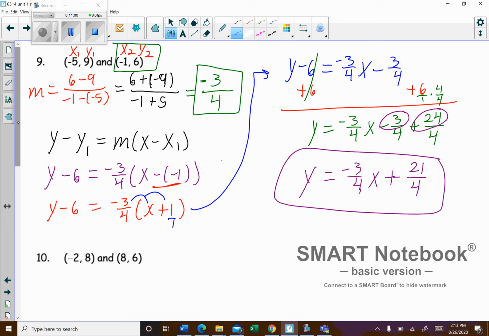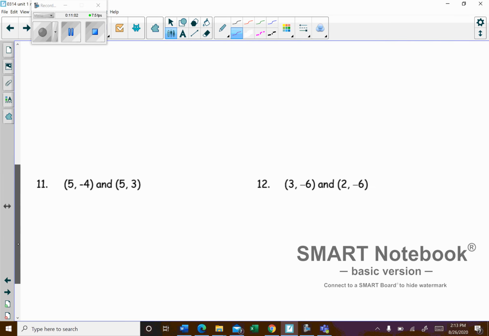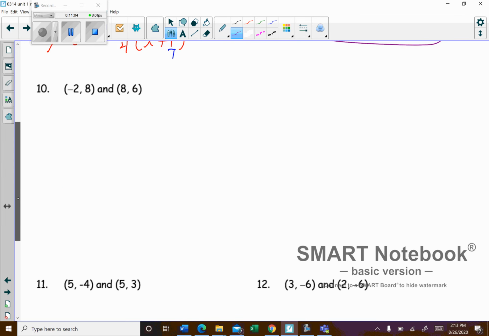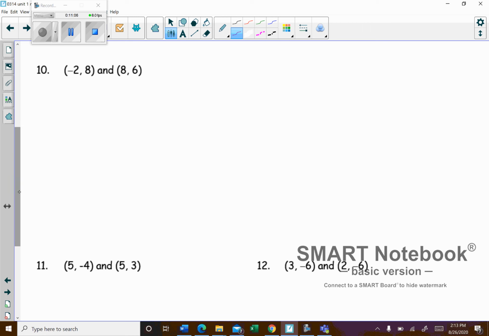Okay, got just a few left. I think I got 2 left, or 3 left. The last 2 are special cases, so they go kind of quick. All right, so on number 10, let's see, x1, y1, x2, y2.